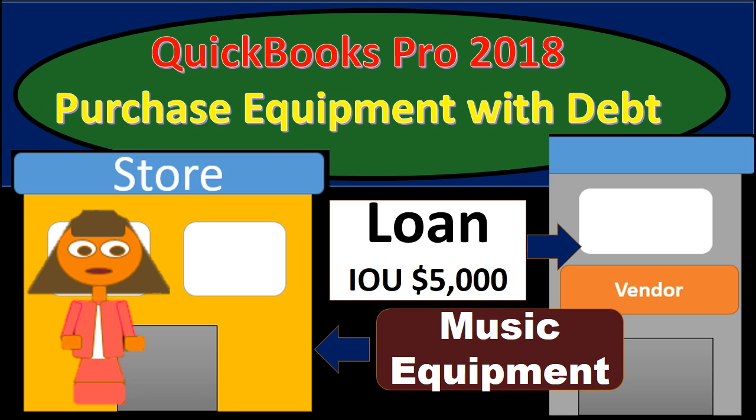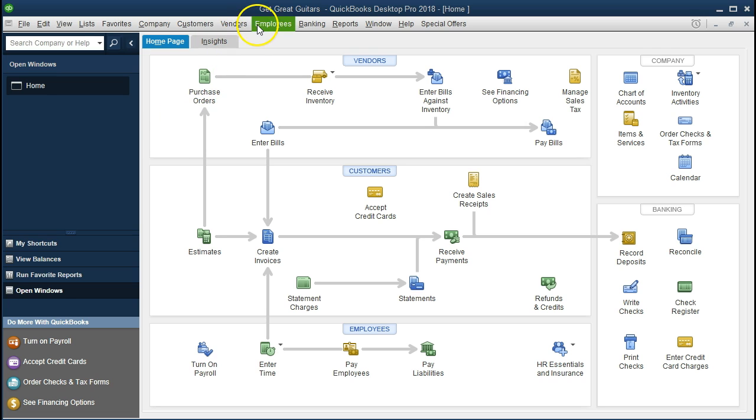Hello, in this presentation we will record the purchase of music equipment with debt. In other words, we're going to purchase $5,000 worth of music equipment and finance that equipment within QuickBooks Pro 2018. If you've been continuing along with us, we will be working with the Get Great Guitars problem. If not, that is okay. We will demonstrate the purchase of equipment through financing.